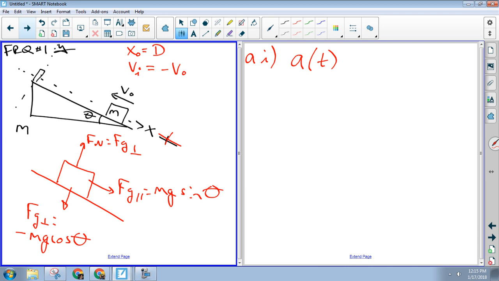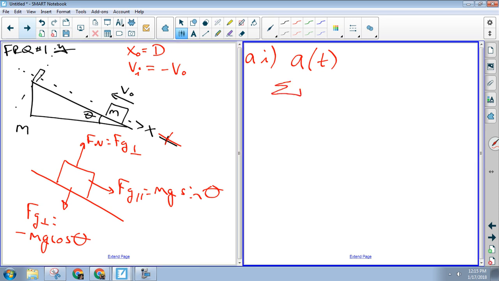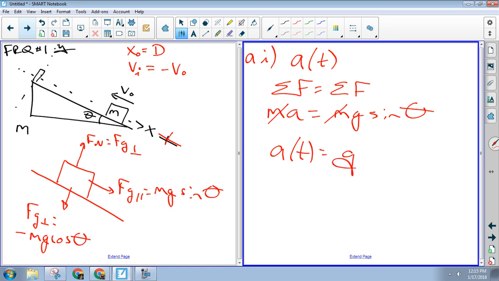Mg sine theta, right? So we can do net force equals mass times acceleration equals mg sine theta. The m's cancel. There's your answer. Acceleration at any time t is just g sine theta. Then take a minute and convince yourself whether it's positive or negative. Positive, so we're good. Remember, g is understood to be positive 9.8, not negative 9.8. Cool? So that is Roman numeral 1.